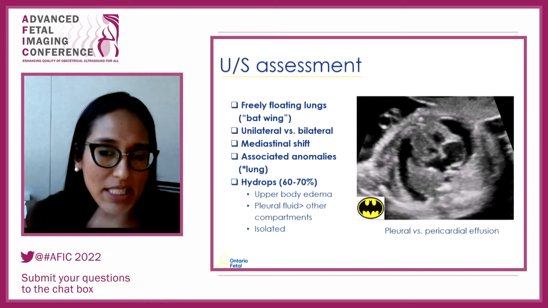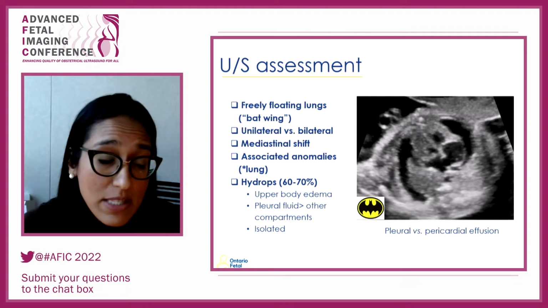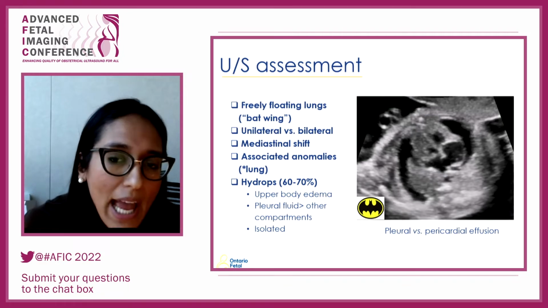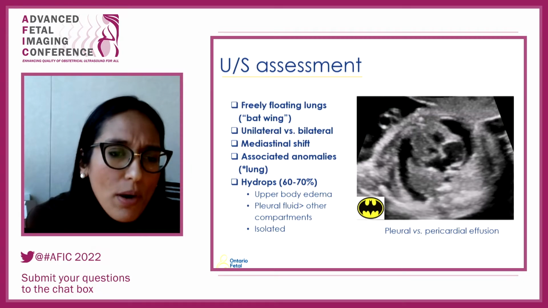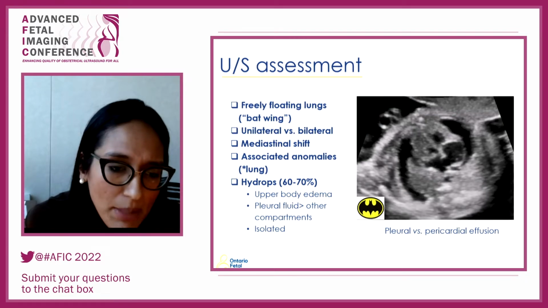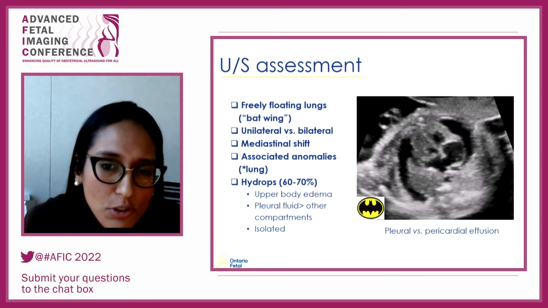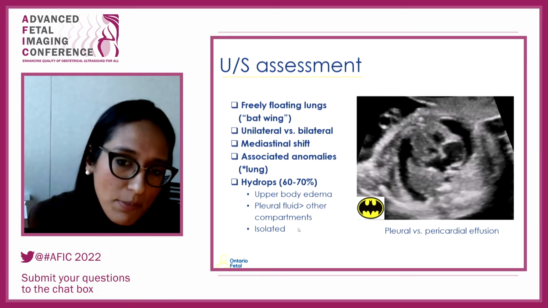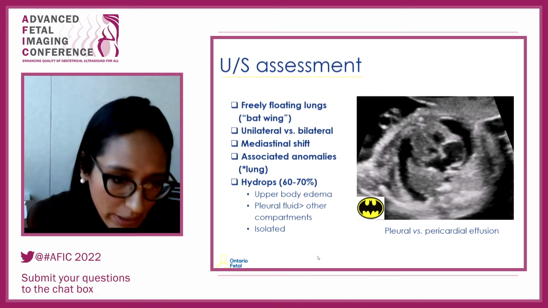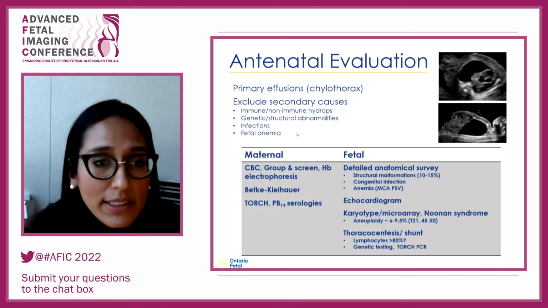And sometimes it can be difficult to distinguish whether the hydrops is related to the pleural effusion or if it's part of the whole picture. And typically, if the hydrops is arising from pleural effusions, you'll have more edema in the upper body for the baby. You're going to have predominantly more fluid in the chest compared to the other compartments. So those are usually big clues that this hydrops is coming from the effusions, but it's not always so easy and clear.